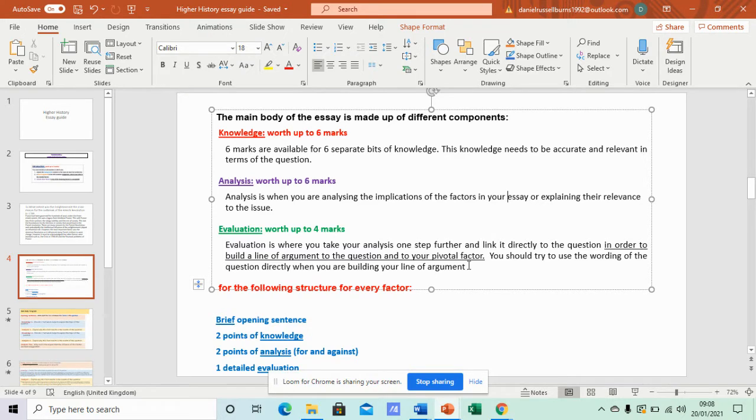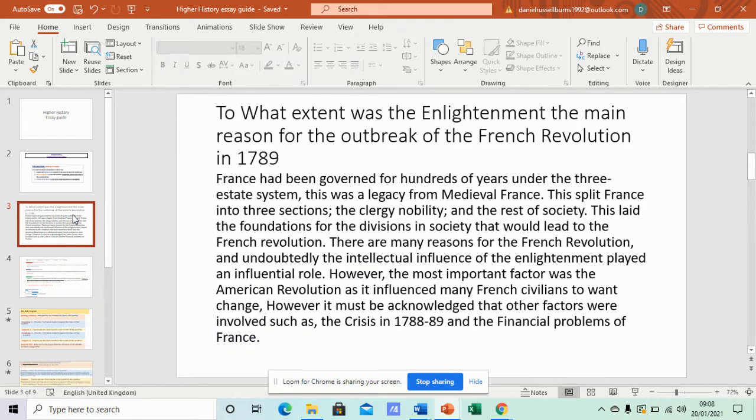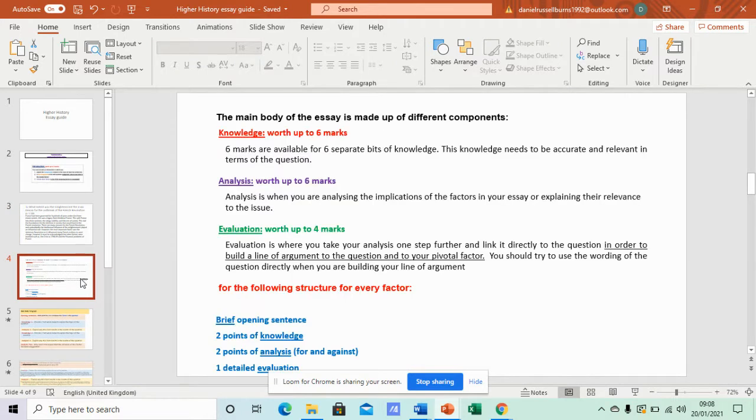So if we think back to our introduction, you state that you think the American Revolution is the most important reason. So what you're doing in your evaluation is showing why the American Revolution is the most important reason, or financial factors, or the Enlightenment, etc. This is where you're demonstrating to the marker, yes, although financial problems are important, they wouldn't have been important unless the Enlightenment had drawn attention to them. Okay, so that's what you're trying to do with your evaluation.